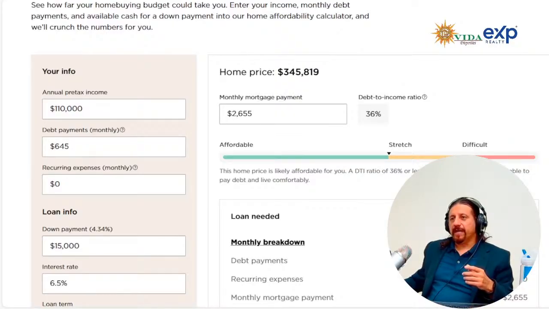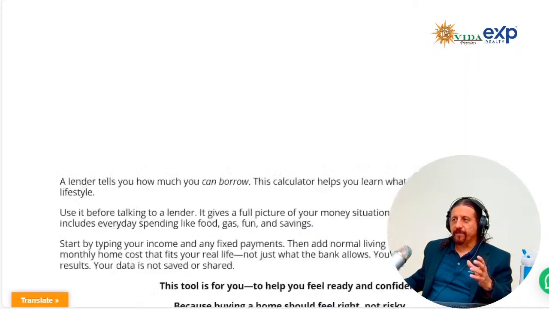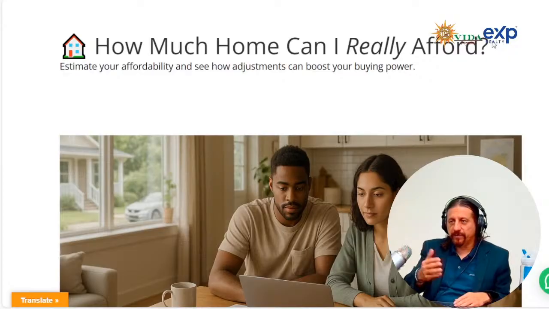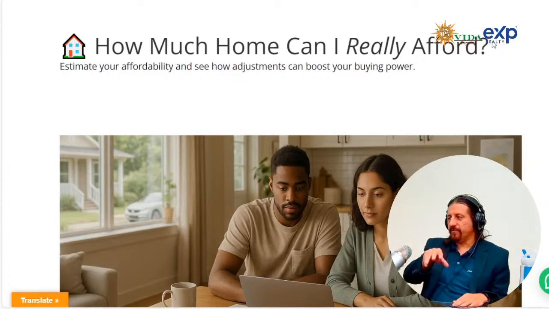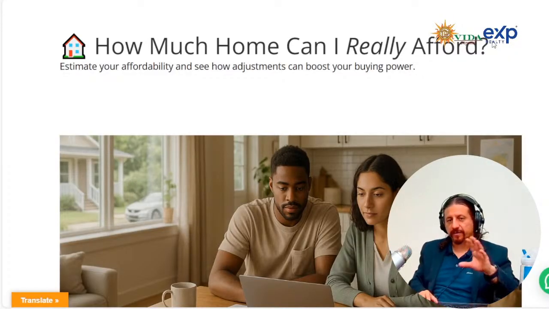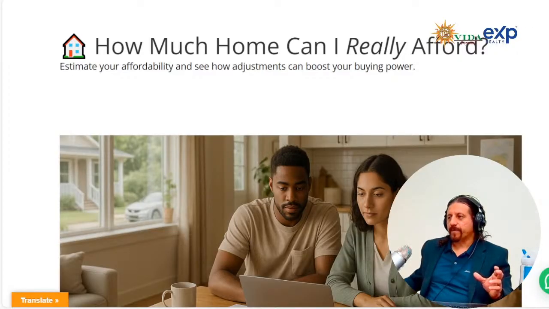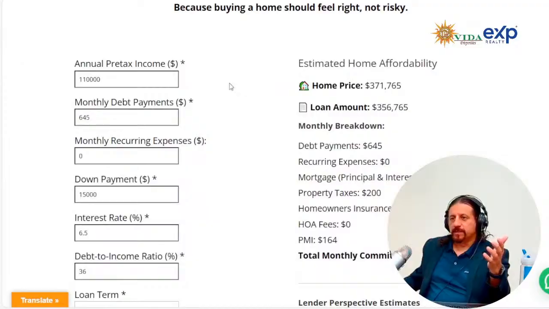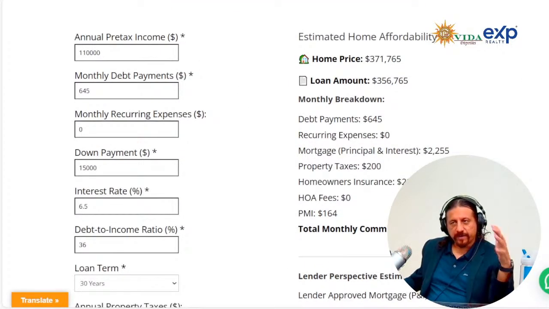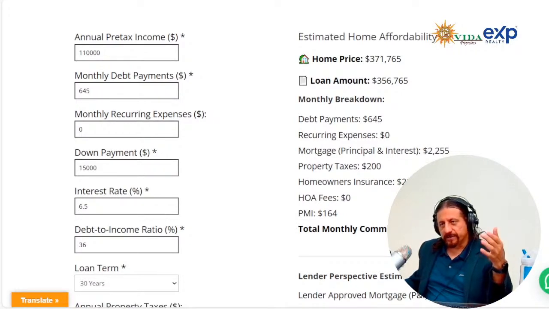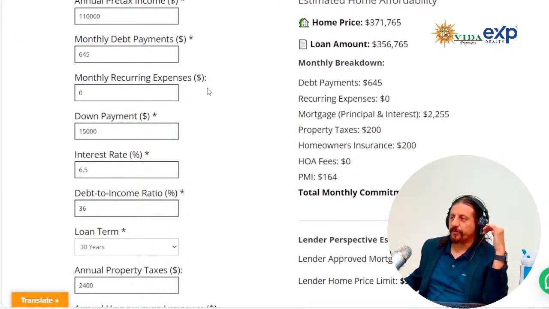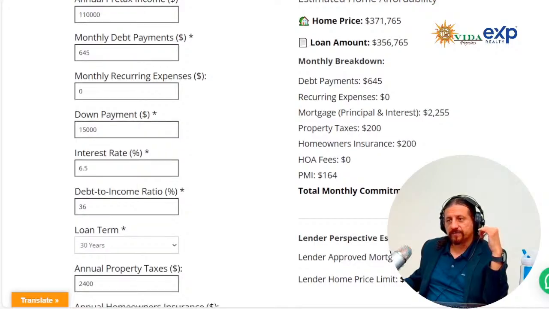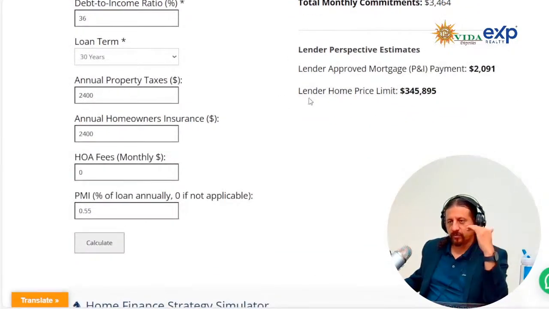The affordability calculator that I came up with, you'll find it at VidaBroker.com, and all the links will be provided here in the comments, or if you're looking at the YouTube in the description. I have a blog for this as well. So on the left-hand side, we have the input field side. Same thing, annual pre-tax, monthly debt. We're going to put 0 for the recurring expenses, 15,000 for the down payment, etc. Just going down, you click calculate.